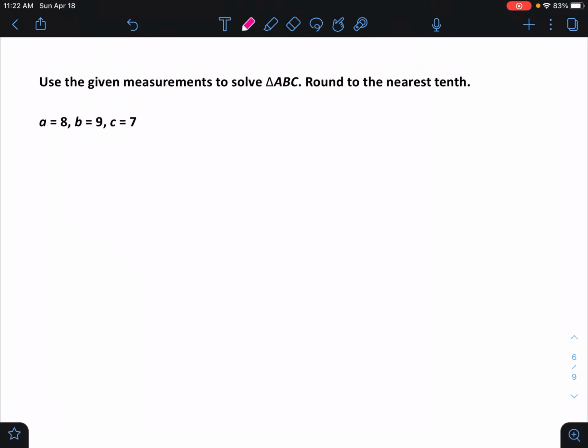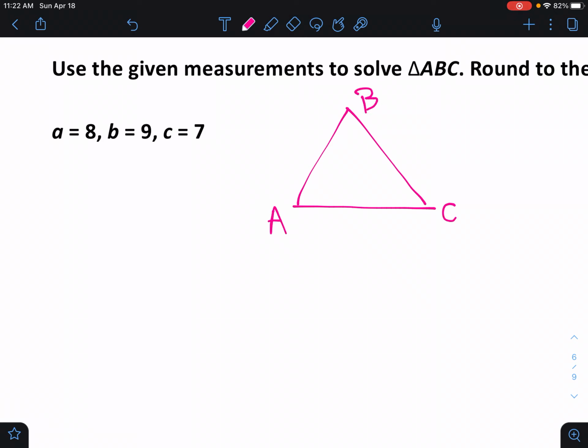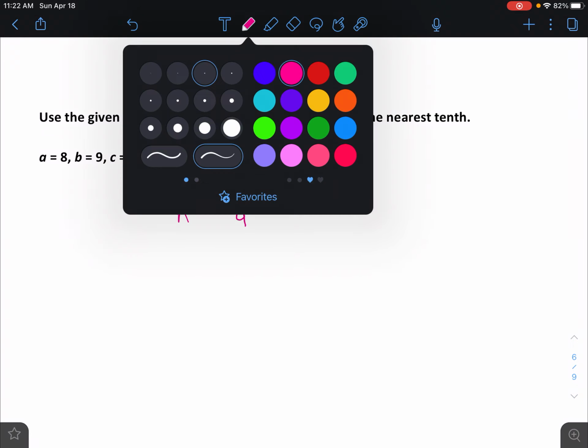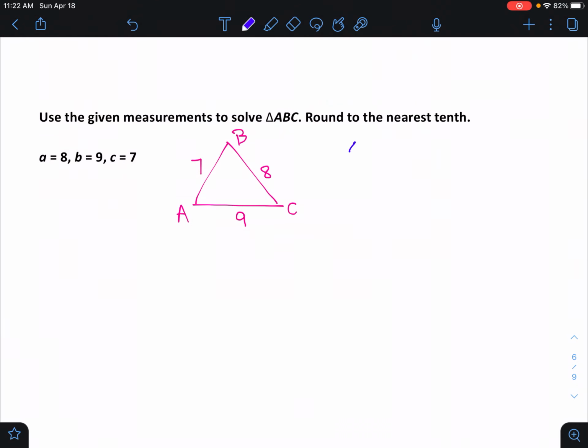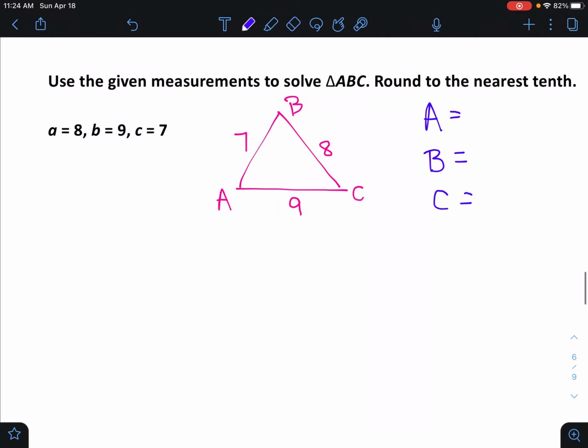Okay, so I'm going to draw a triangle first. Again, it doesn't really matter what it looks like. Just label it ABC or whatever letters they give you. They give us ABC here. So this is 8, B is 9, C is 7. Remember, always across from the angle. So now I don't have an angle this time, so really what I'm finding this time is all the angles. So I'm looking for A, B, and C.